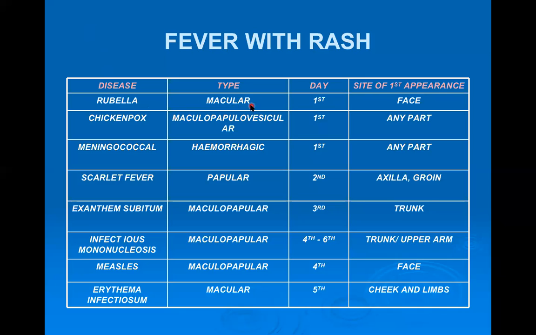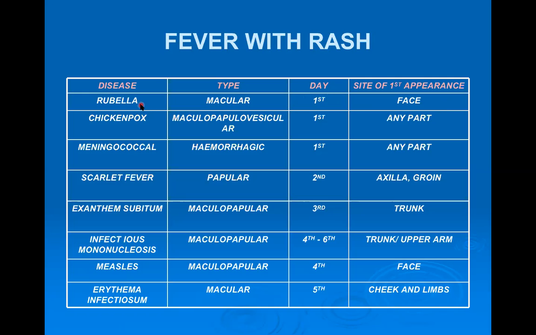The size of macules is very small. They are less than 5 mm in size, and they are neither depressed nor elevated from the skin. We cannot feel them. We can just see them. These are called macules. The rash appears on the first day of the illness, and it starts from the face and gradually goes downwards. Rubella is not a very severe infection in children.